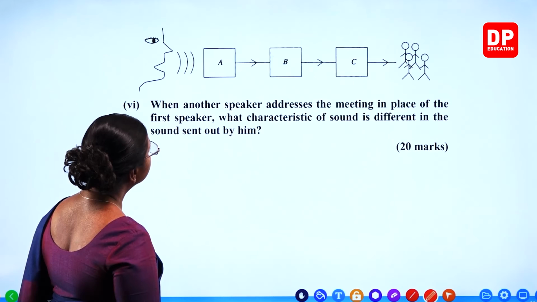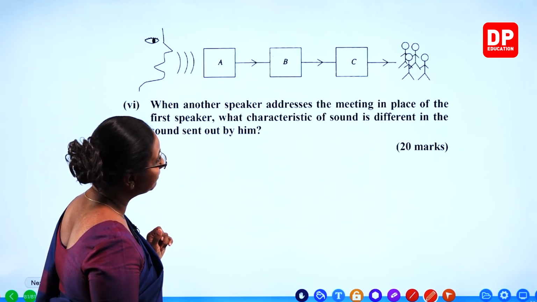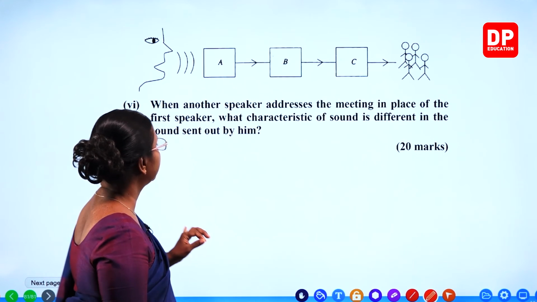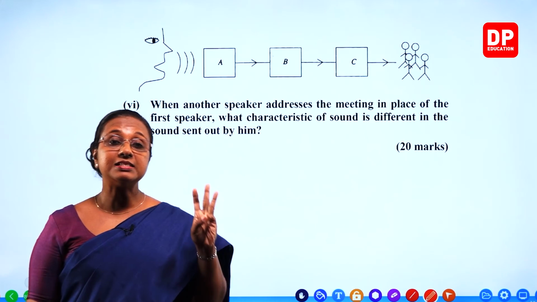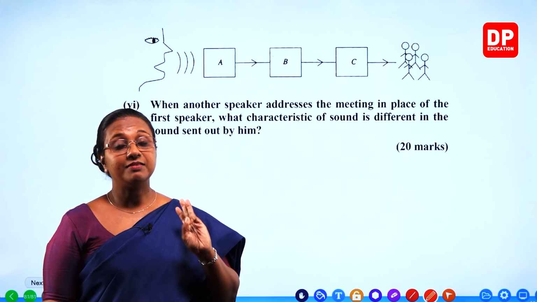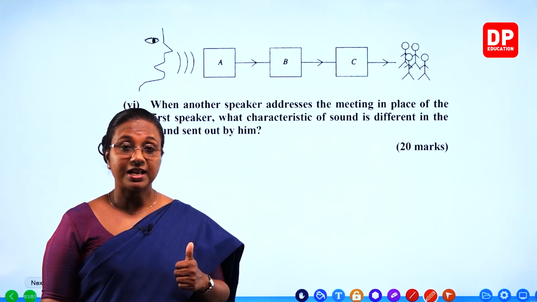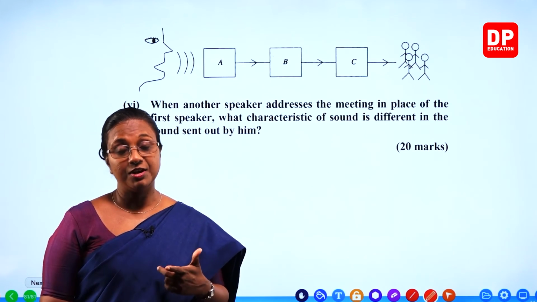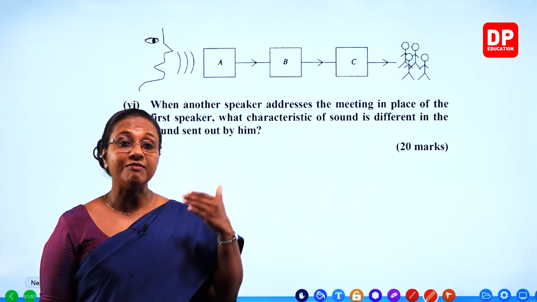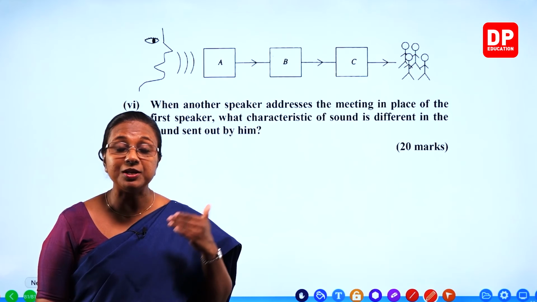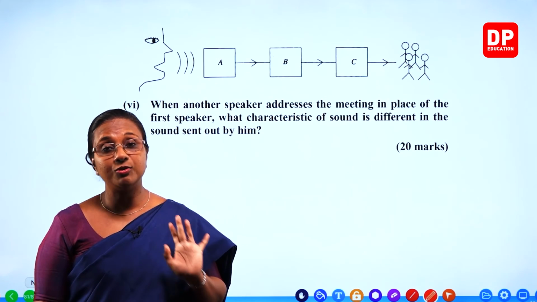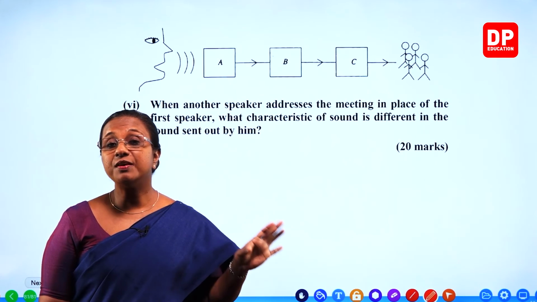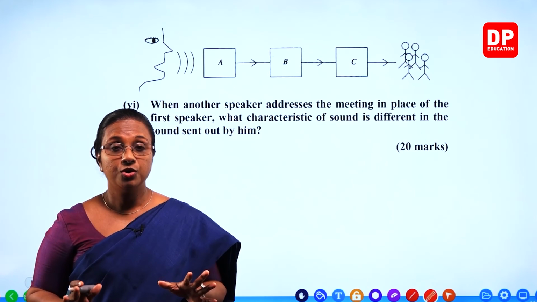Part 6. When another speaker addresses the meeting in place of the first speaker, what characteristic of sound is different in the sound sent out by him? Now you all know when we discuss the characteristic of sound, the loudness is one characteristic which depends on the amplitude as well as the energy of the sound wave. So in the process, you saw that the signal is amplified. That means the amplitude of the wave is amplified. Therefore, the loudness increases. Then there is the pitch of the sound. Now, the pitch depends on the frequency of the sound wave. That you all know. So, that is pitch.